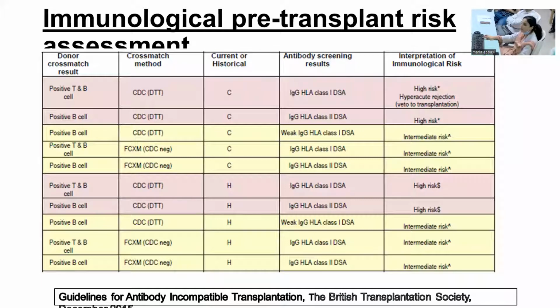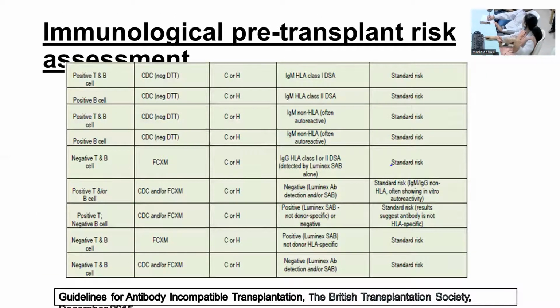I just took this table from the guideline. We are not going to go into detail. The sole purpose of this is to show that these three tests are equally important: CDC, flow cross-match, and the Luminex-based test. And we assign the patient immunological risk on the basis of these three tests. As you can see in the guideline, they have written high risk, intermediate risk, and standard risk. So when we decide about the patient and assign the risk, we have to use all these three tests. Only then can we assign the patient a particular risk.